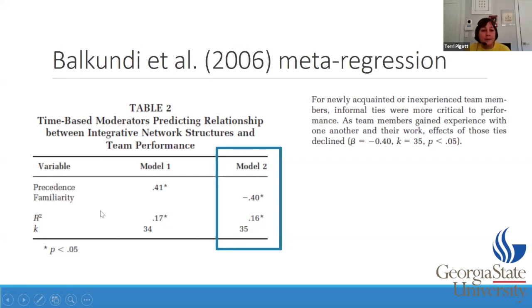if you recall, one of the hypotheses in the Bell-Cundy study was that how familiar a team was with each other might moderate the relationship between characteristics of the team network structure and team performance. This was just a simple meta-regression using familiarity among the teams as a predictor to predict the correlation between integrative network structure and team performance. And we find that the more familiar teams were with each other, the smaller the correlation between the integrative network structure characteristics and the team performance.